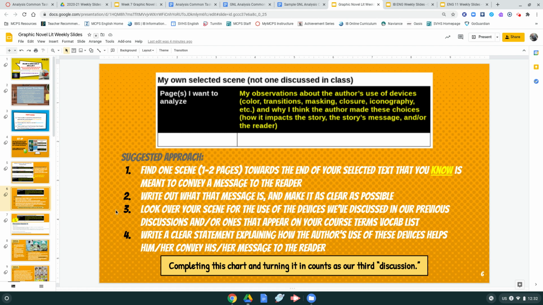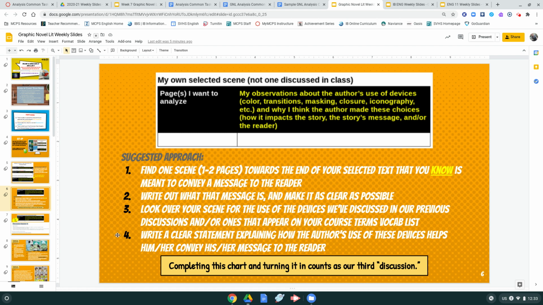Third, look over your scene for the use of devices that we discussed in our previous discussions or ones that appear on your course terms vocab list. I gave you a quick list of those things here in the directions, right? Like you could talk about color, transitions, masking, closure, iconography, etc. But you can use anything that you find in there, right? Things from your terms list, things from a normal English analysis, right? If you notice, hey, there's a metaphor, hey, there's symbolism, you can talk about those as well.